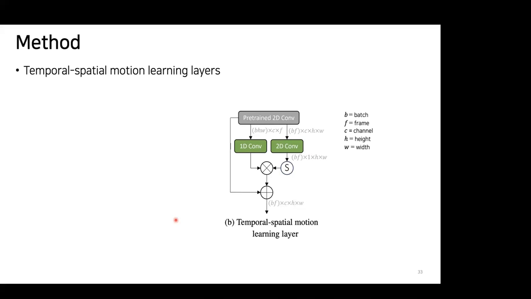And finally, as I said, they're not fine-tuning all the layers, but just adding some additional layers and training on them. The layer they propose is this temporal spatial motion learning layer. This layer is built on top of the pre-trained 2D convolution layer with two branches, 1D convolution and 2D convolution. Only these two are trainable parts. Before feeding to each layer, they modify the shape of the feature map into two different shapes. Before feeding into the 1D convolution, they reshape it into batch times height times width times channel times frame. And here, they merge the batch and the number of frames into a batch.